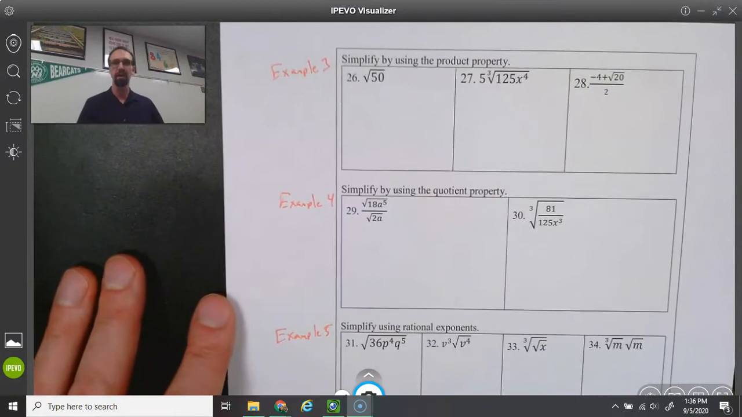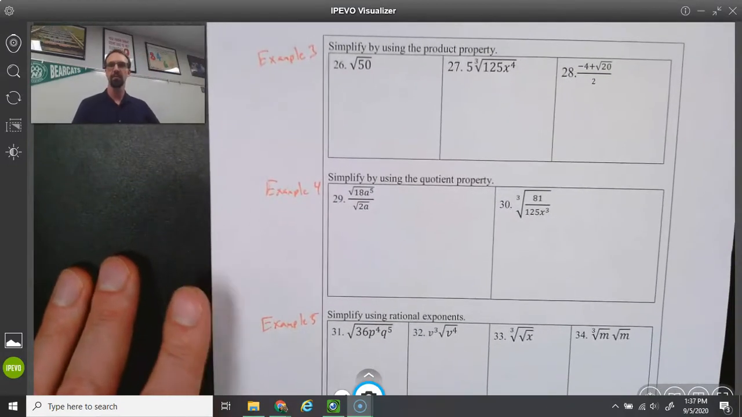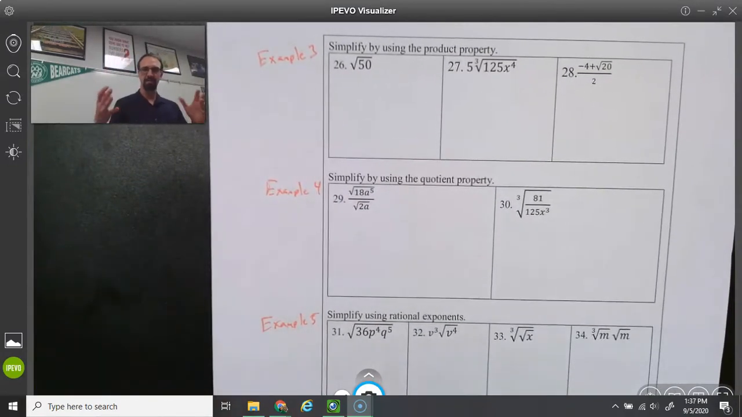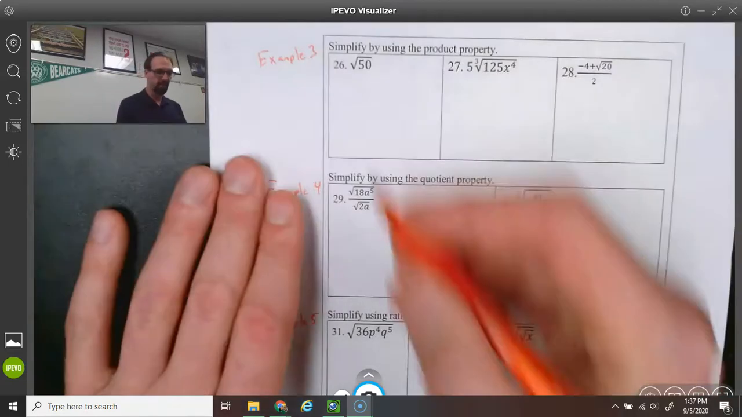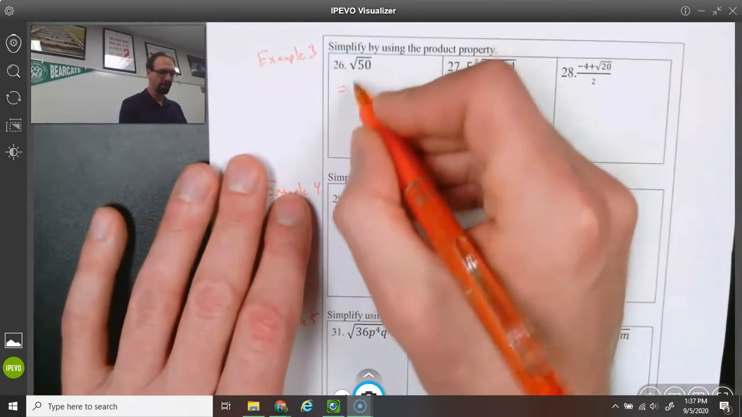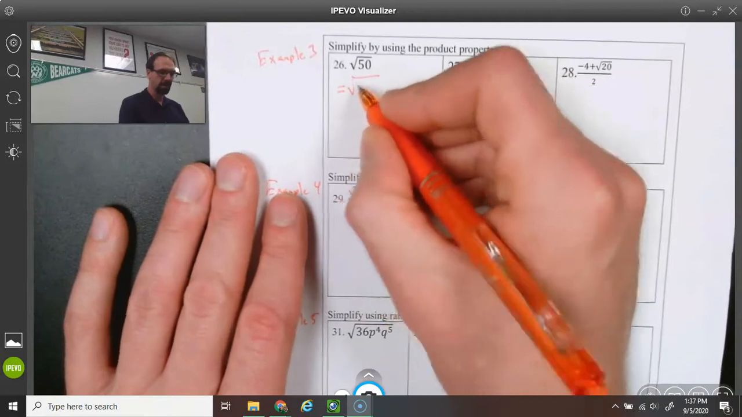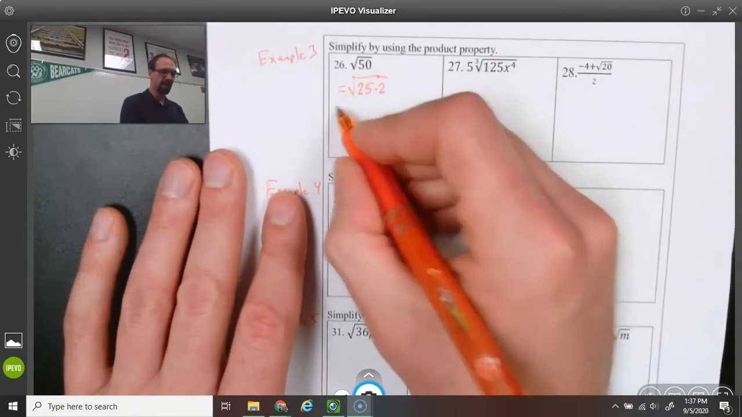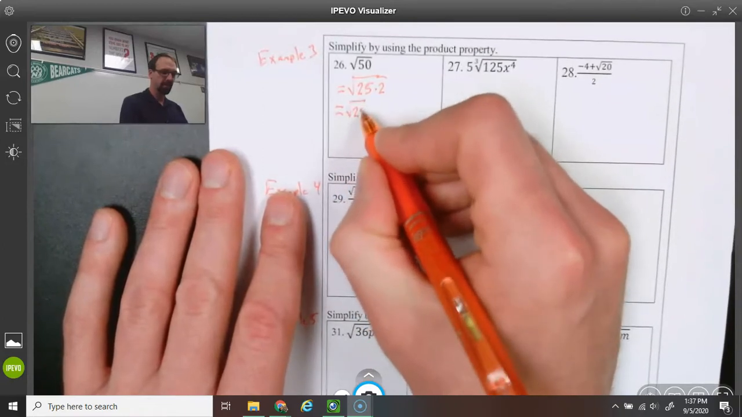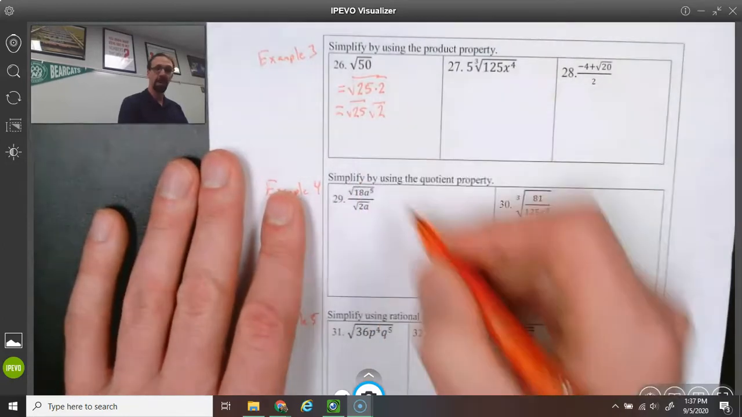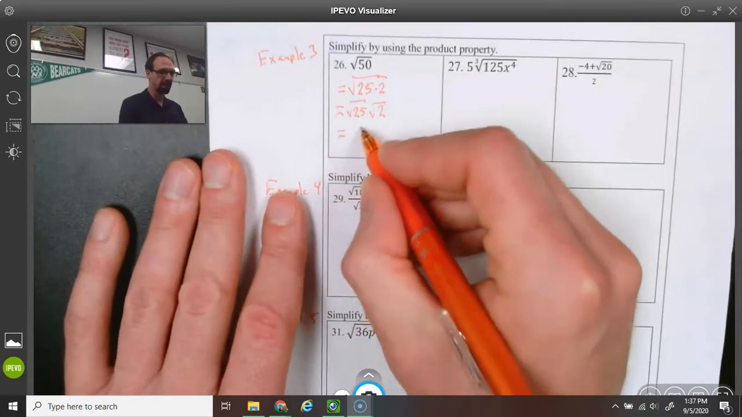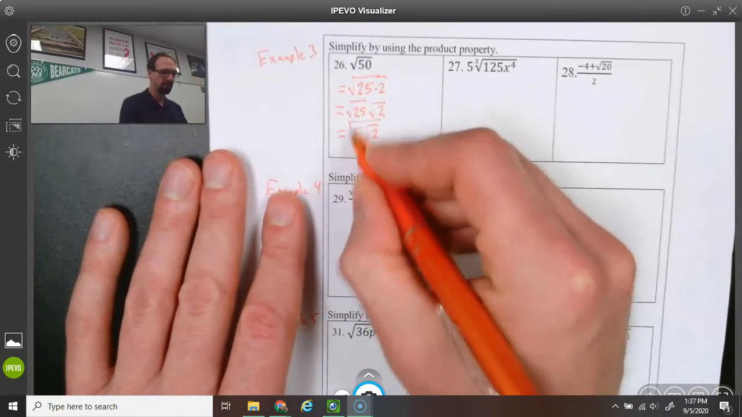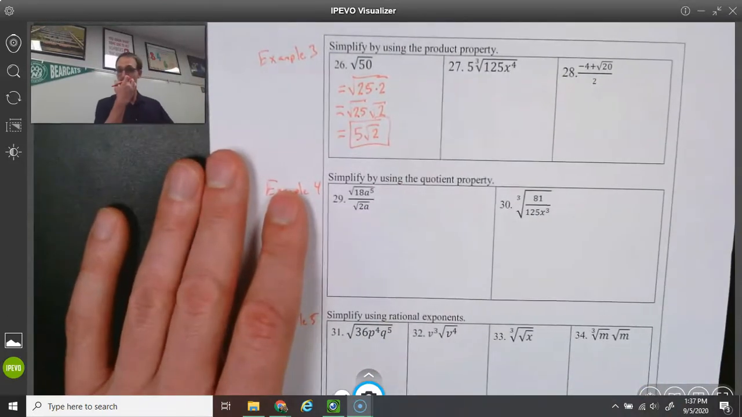Simplify by using the product property. The square root of 50. So what I'm thinking about is, what do I have that's a perfect square that I can break out of 50? I can break out the square root of 25 times 2. Then I can simplify this by taking the square root of 25 times the square root of 2. The square root of 25 is 5. So simplifying this using the product property gives me 5 radical 2.